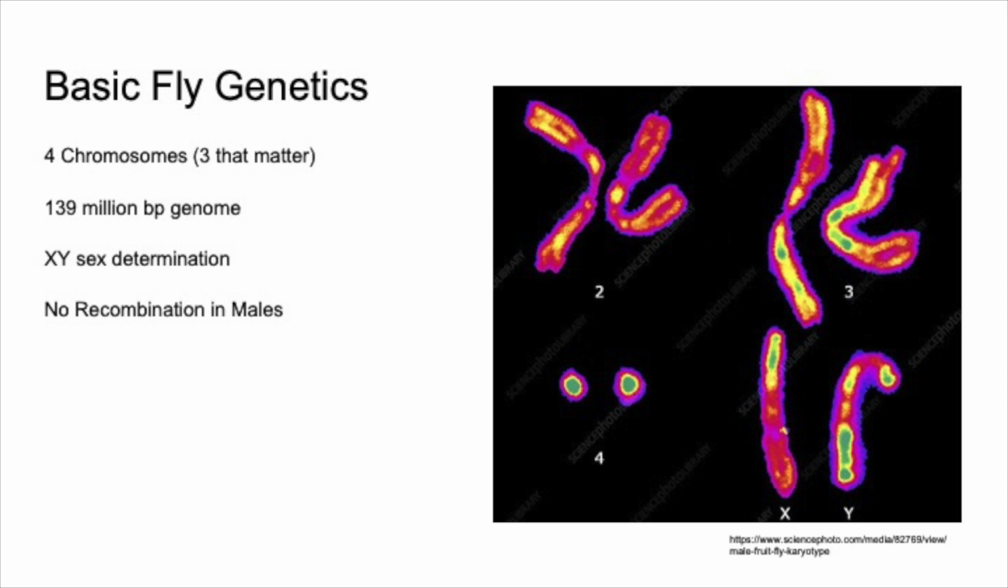Like most animals, fruit flies have XY sex determination, although their sex determination works a little bit different than other animals. Instead of determining whether or not an organism is male, the Y chromosome instead only contains genes that are used in spermatogenesis. Instead, for fruit flies, sex is determined by the ratio of X chromosomes to autosomes. Another important and interesting quirk of fruit fly genetics is that male Drosophila have no recombination between their chromosomes.